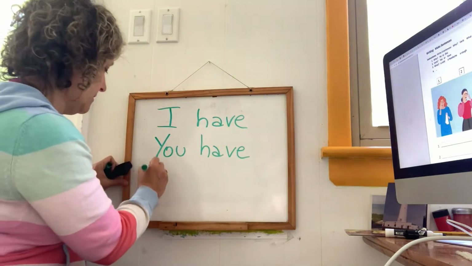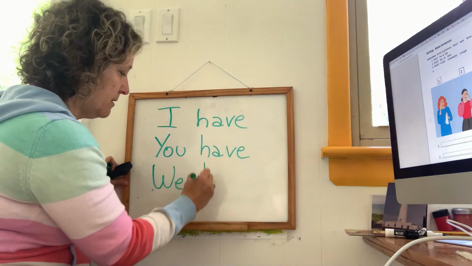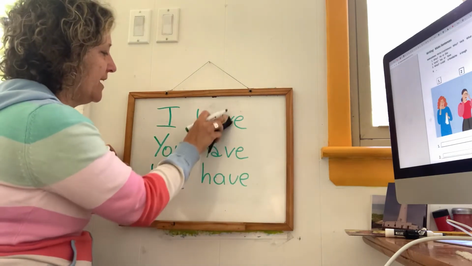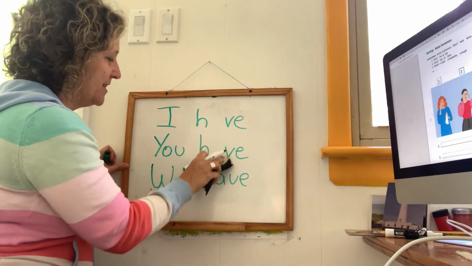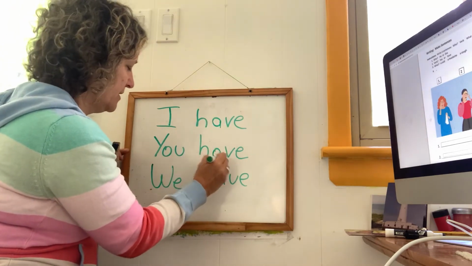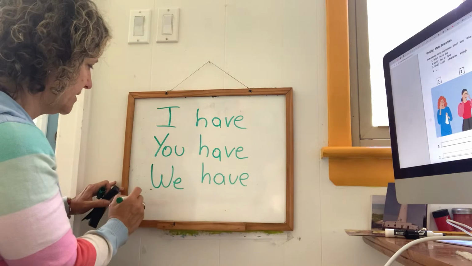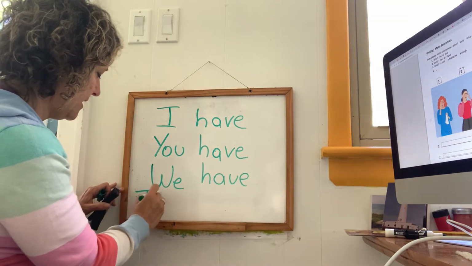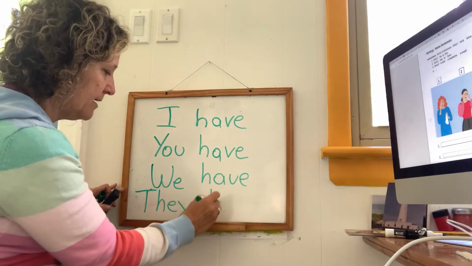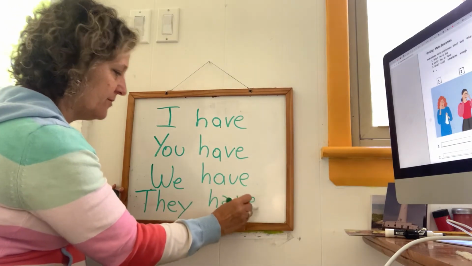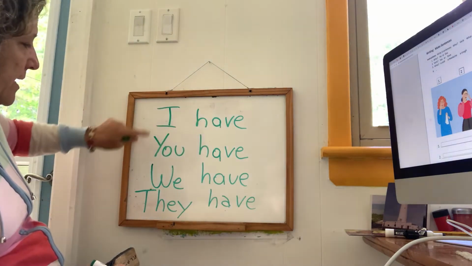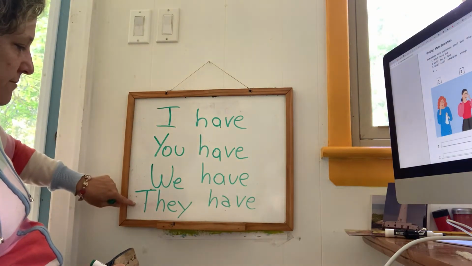We have. Oh, sorry about my A's. I've been using the other type of A here. I have, you have, we have, they have. So you always use have when it's I, you, we, and they.